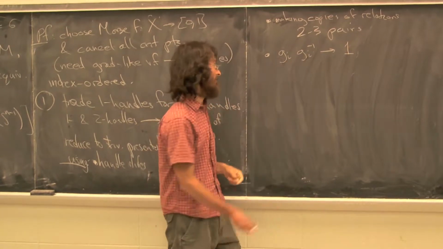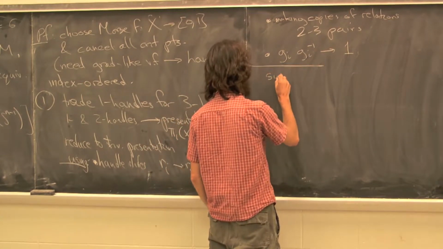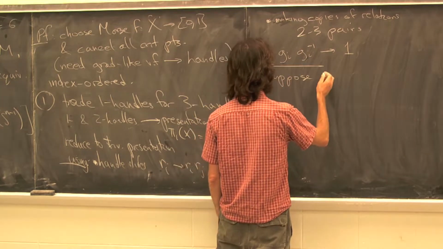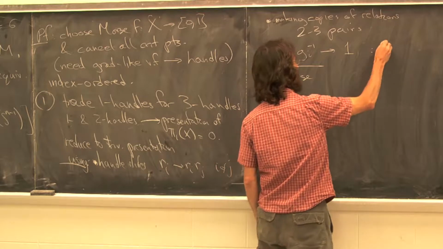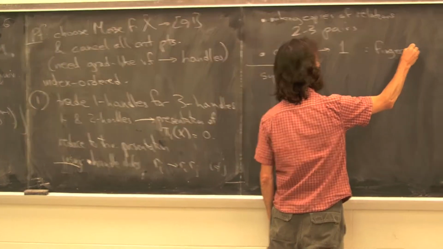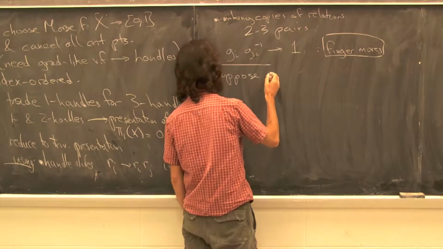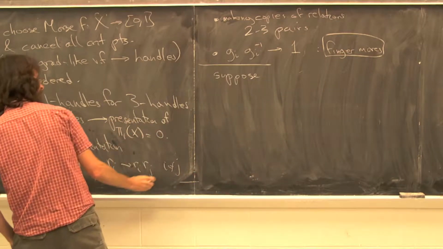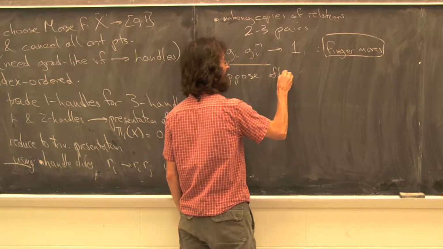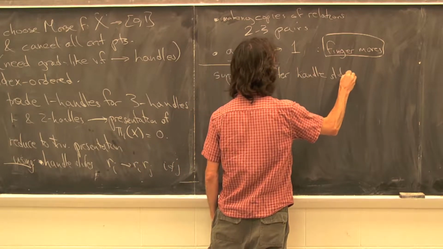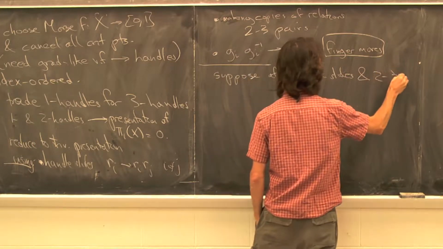Okay, and so suppose, we already talked about how, so we know we can do this. This is going to be finger movement, but I want to talk about it today. So this is what I'm focusing on. Suppose, so let's call this active, handle slides and two pairs.